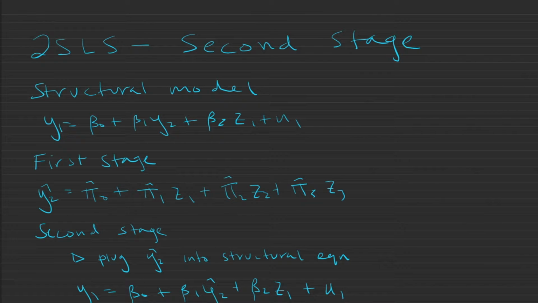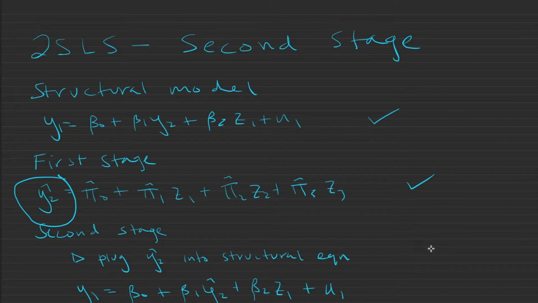Hello students, let's talk about the second stage of two-stage least squares. We have a structural model where y1 equals beta naught plus beta 1 y2 plus beta 2 z1 plus u1. We talked about the first stage where we can get the best instrumental variable for y2 as a linear combination of the instruments z2 and z3 and the exogenous explanatory variable z1. We get that estimated instrumental variable y2 hat.